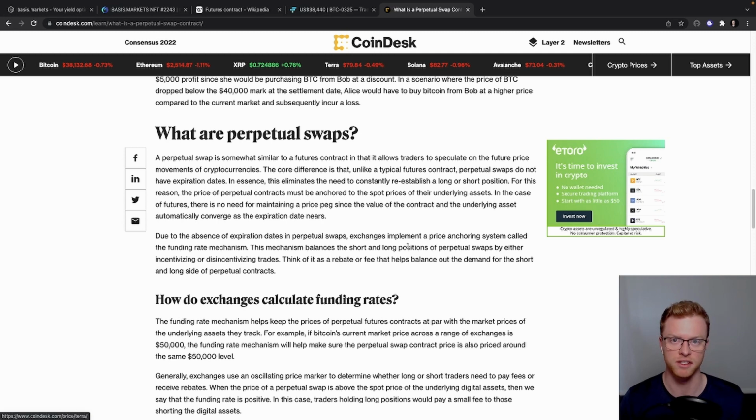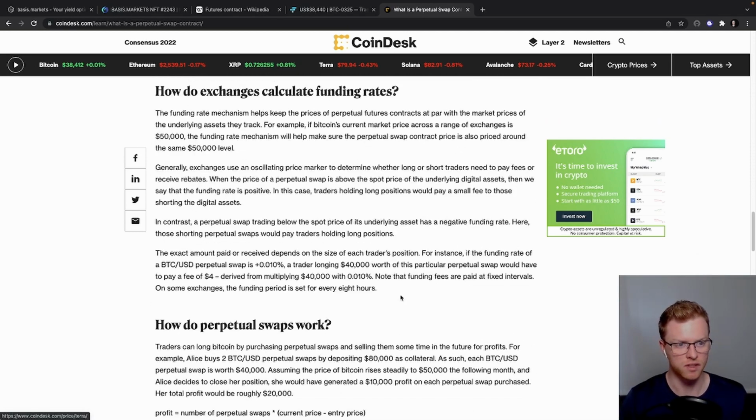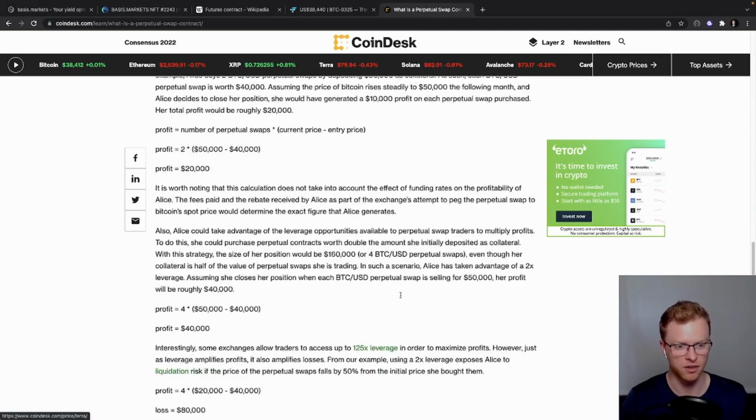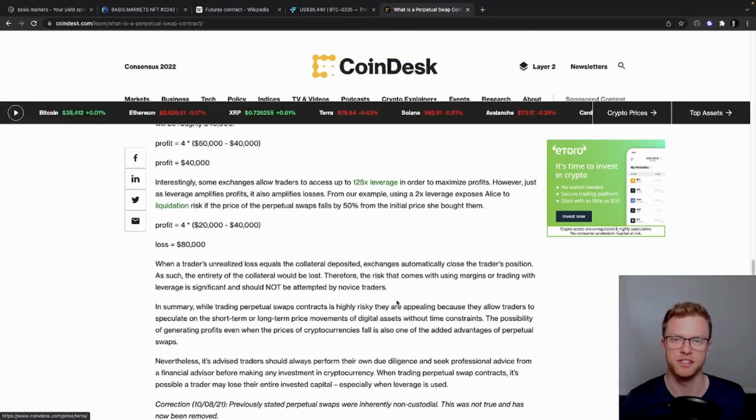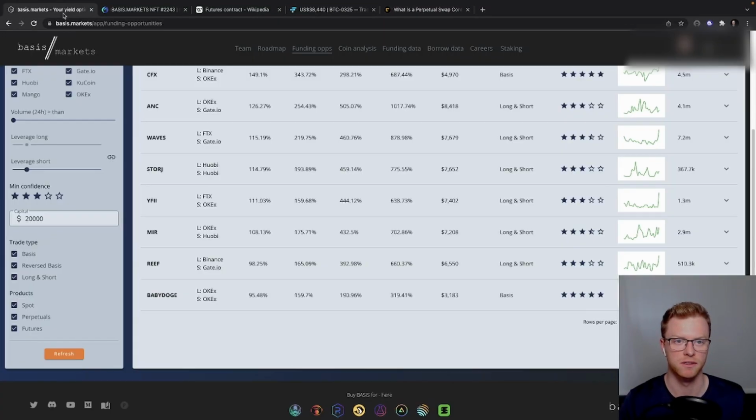The funding mechanism allows the contract to continually roll over without having the need to swap into a new contract like traditionally you would have to. Now it goes on to say more about funding rates, etc., but we don't really need to know that. We just need to know the difference between these products.